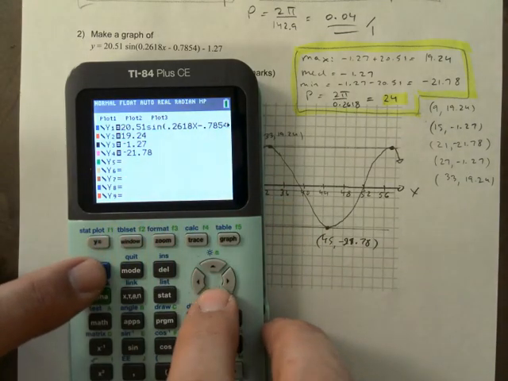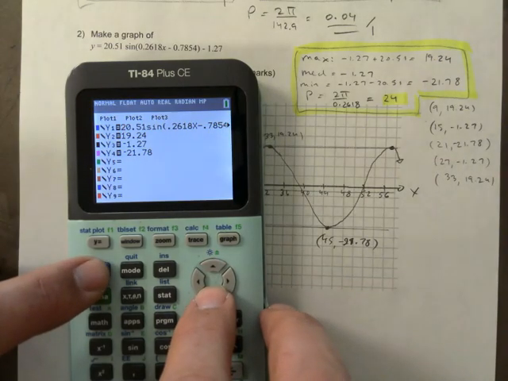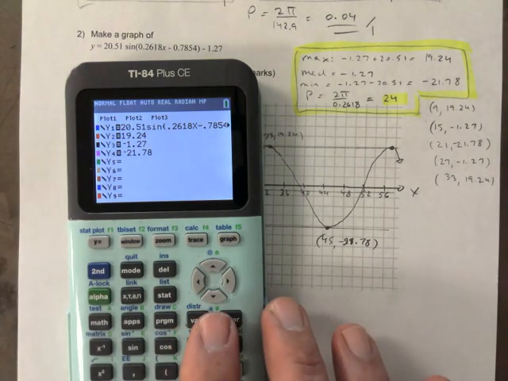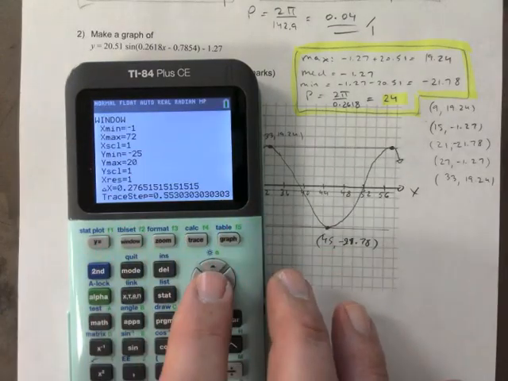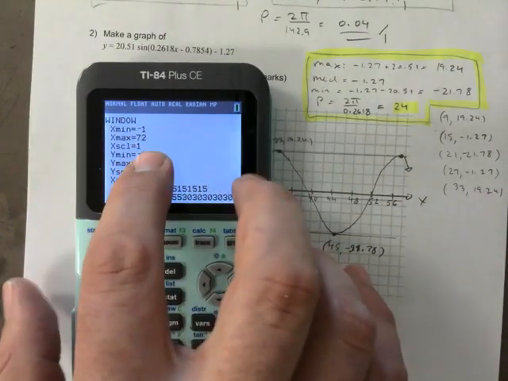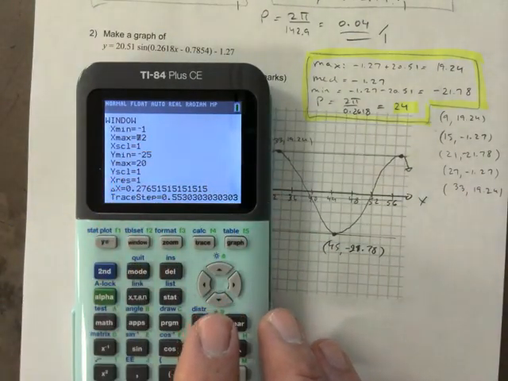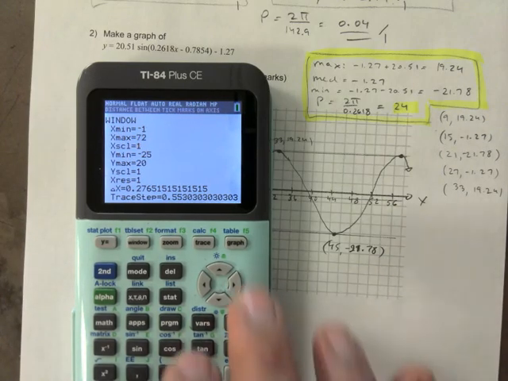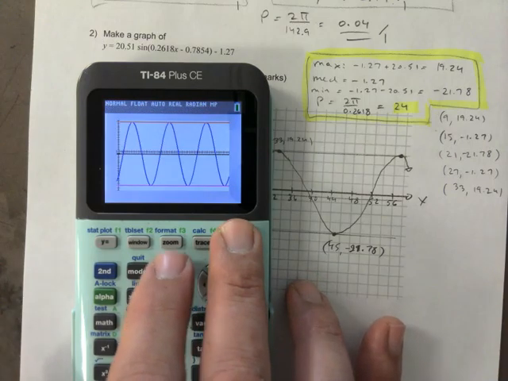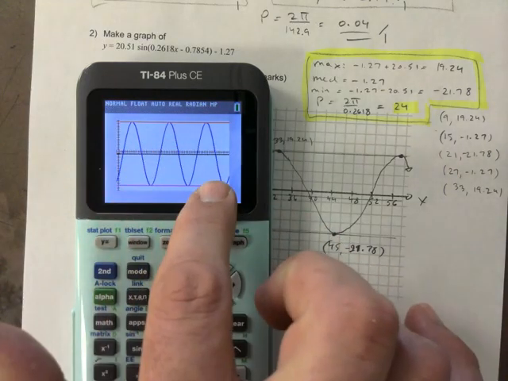Let me just adjust the contrast. There we go. That's better. And so then you graph it. For the window for my x max, I want to see at least 2 cycles. So I go 3 times whatever the period is, just to make sure I fit everything in. And that's what I end up getting.